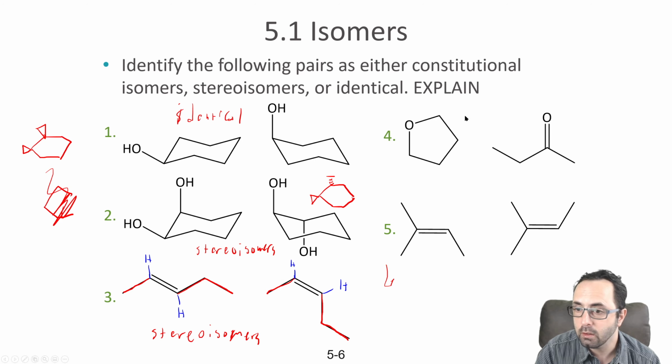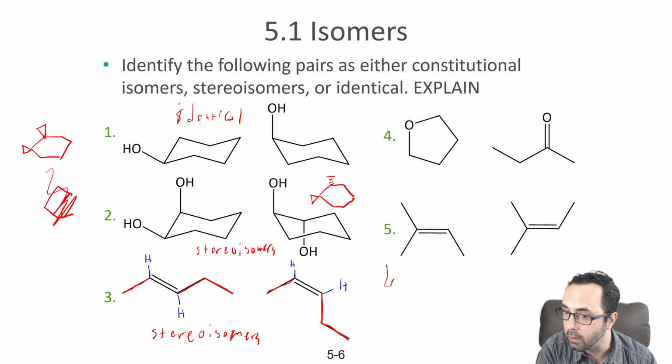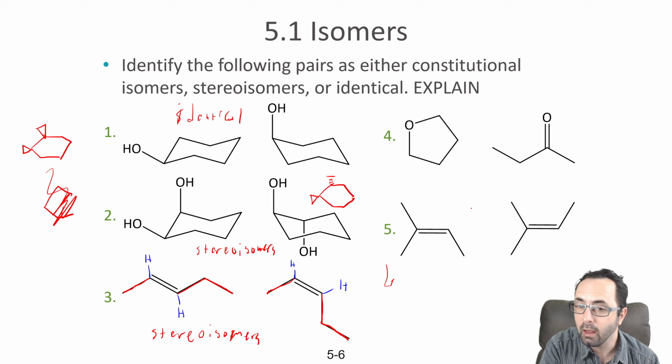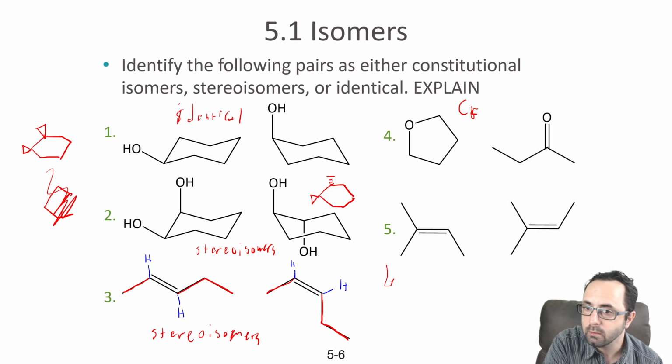For these here too, this is a completely different bonding arrangement. So these are either completely separate molecules, or they are constitutional isomers. So to figure out their constitutional isomers, we want to count up the carbons. These each have 4 carbons. 1, 2, 3, 4. Here we have 1, 2, 3, 4. 4 carbons. In terms of oxygen, they each have 1 oxygen.